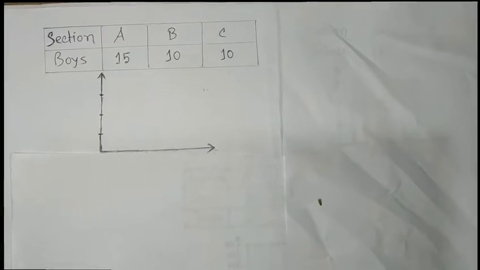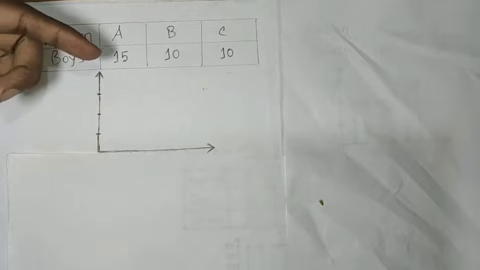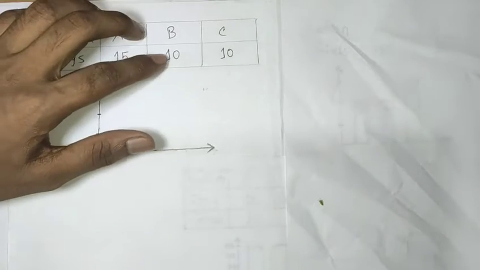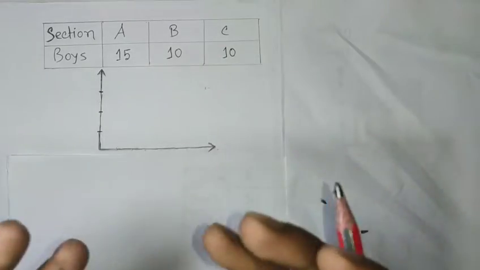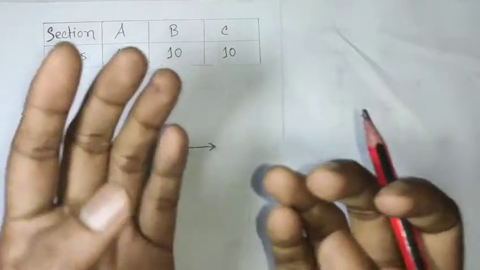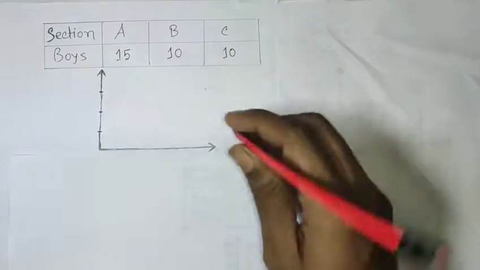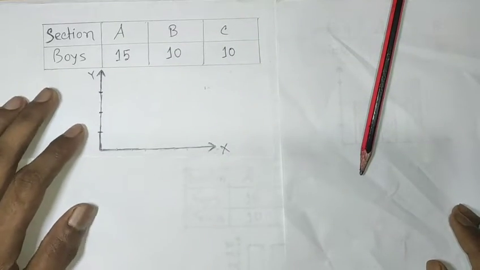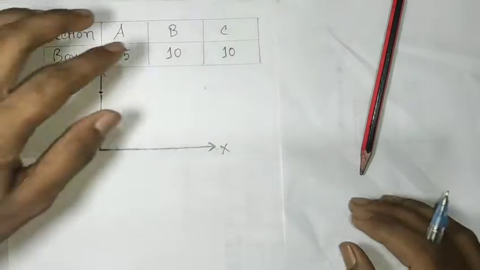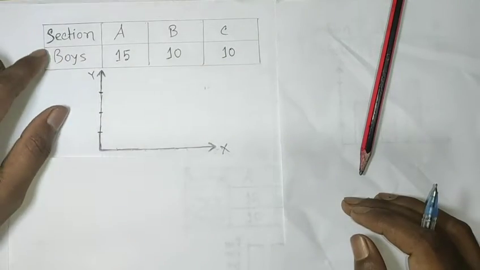We can see a simple data here that represents the number of boys in a section. There are 15 students in section A and 10 students in section B, and the same for section C. How can we represent this data graphically with a bar diagram? First, we have to draw the x-axis and y-axis. We can use either axis for the category, and the other axis will be used for the variable values or the frequency.